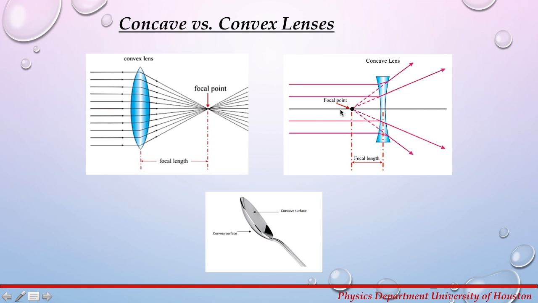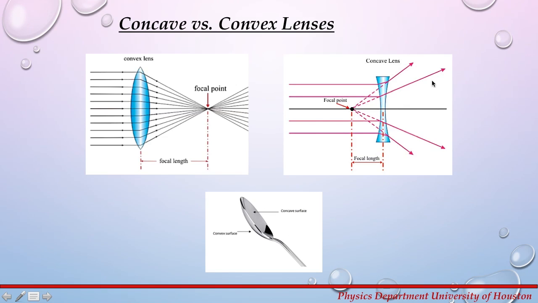When parallel rays of light hit the concave lens, it causes them to spread out from the principal focal point F. This is the reason the concave lens is called a diverging lens. The convex lens takes parallel rays and brings them together to a point F, which is a principal focal point, and this is why this lens is called a converging lens.